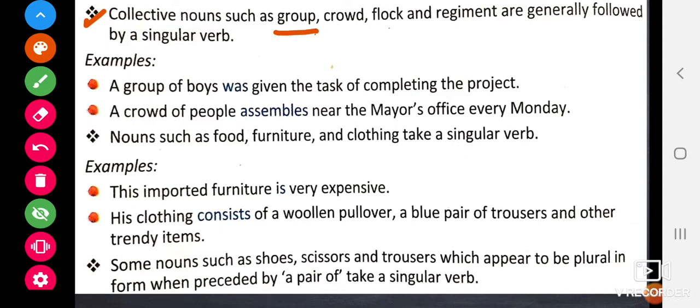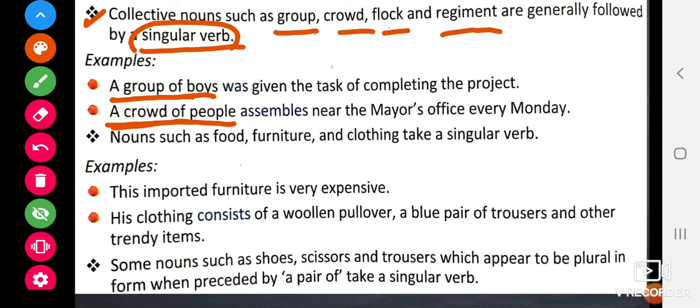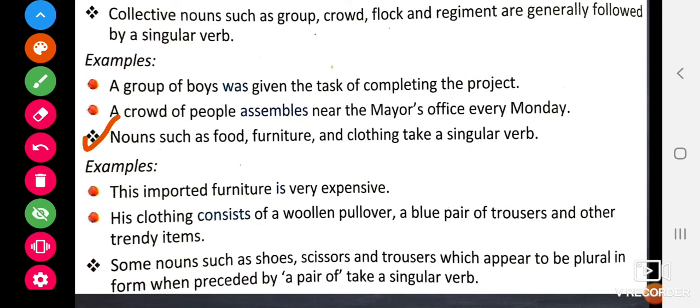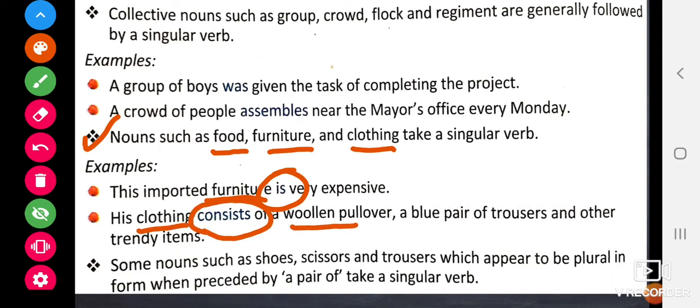Collective nouns such as group, crowd, flock, regiment are generally followed by a singular verb. So whenever we refer to collective nouns such as groups of people or groups of things, here the verb is always singular, as you can see. Nouns such as food, furniture and clothing take a singular verb. Furniture is followed by a singular verb. Clothes is followed by a singular verb.